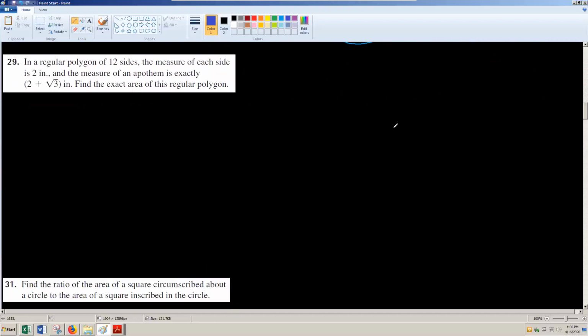Take a peek at 29 here. So here we have a regular polygon of 12 sides. There's no way I can draw that thing. The measure of each side is 2 inches. The measure of the apothem is exactly 2 plus √3. Okay, find the area of this regular polygon.